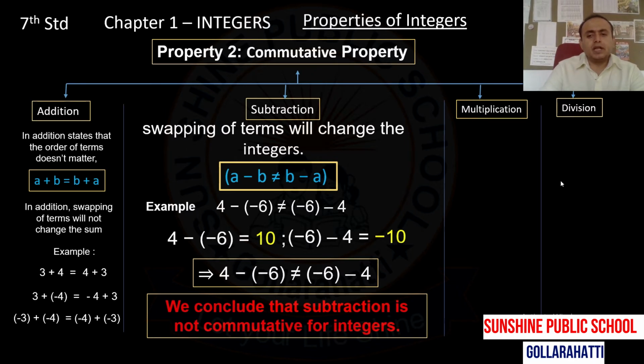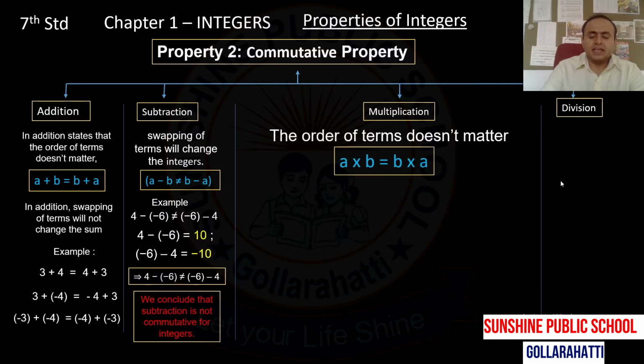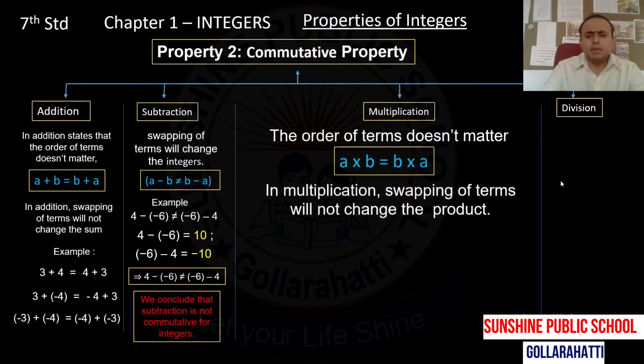Let us see under multiplication. So in multiplication, the order of terms doesn't matter. That is, multiplication can be a into b or b into a, the order of terms doesn't matter. So a into b is equal to b into a. In multiplication, swapping of terms will not change the product.